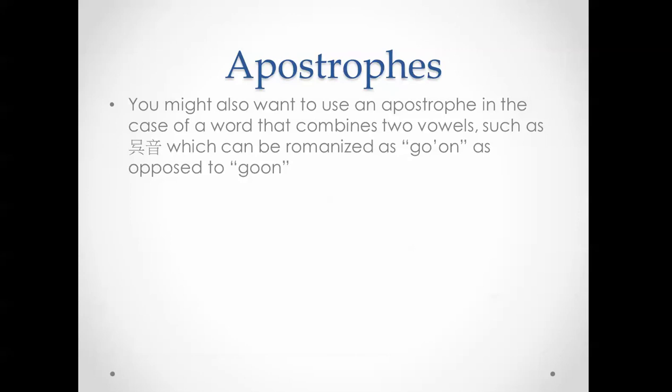You may also find that you want to use an apostrophe in the case of a word that combines two vowels. Here's a word that we saw earlier when we were looking at onyomi and kunyomi. The word is go-on, one of the different kinds of on-yomi. And that's usually romanized go apostrophe on, because if you didn't do it that way, it would look like this, which a native English speaker is really tempted to pronounce goon, and that's just not what it is.